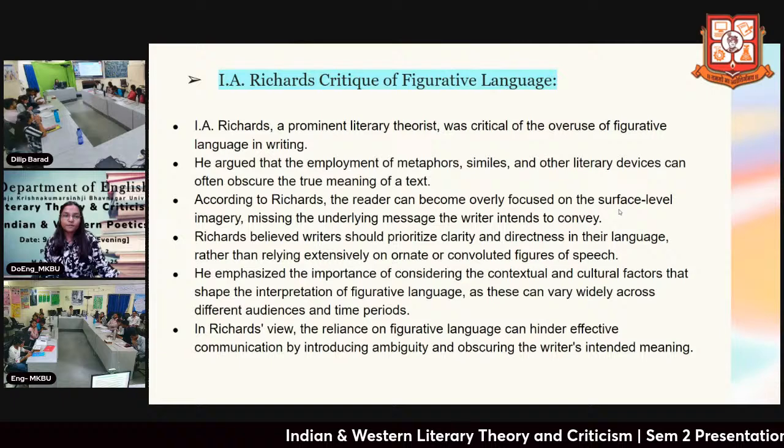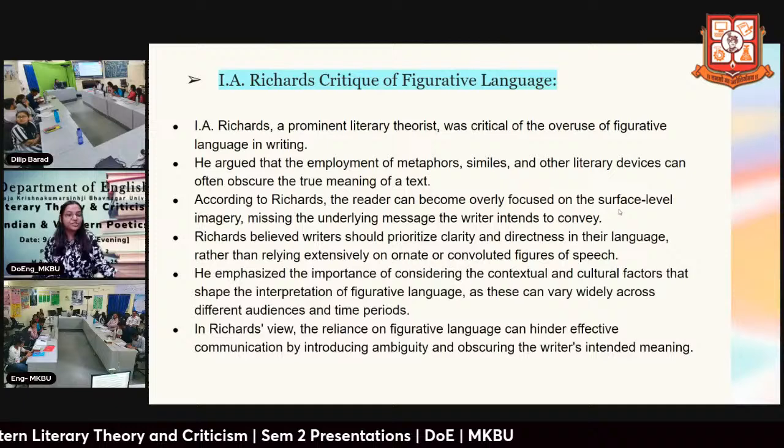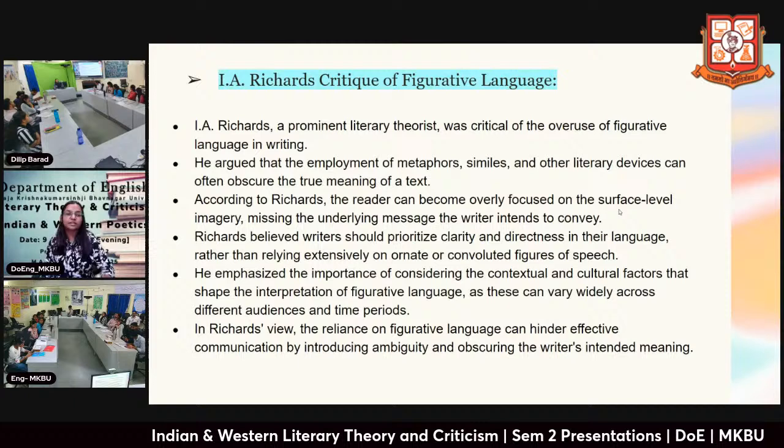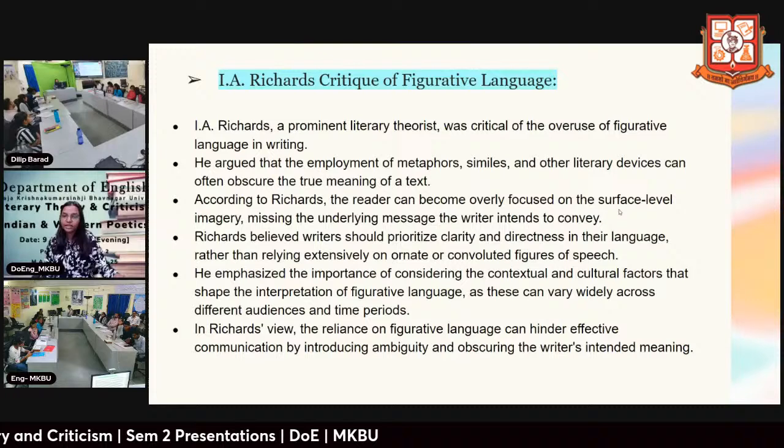He emphasized the importance of considering the contextual and cultural factors that shape the interpretation of figurative language, as this can vary widely across different audiences and time periods. In Richards' view, the reliance on figurative language can hinder effective communication by introducing ambiguity and obscuring the writer's intended meaning.